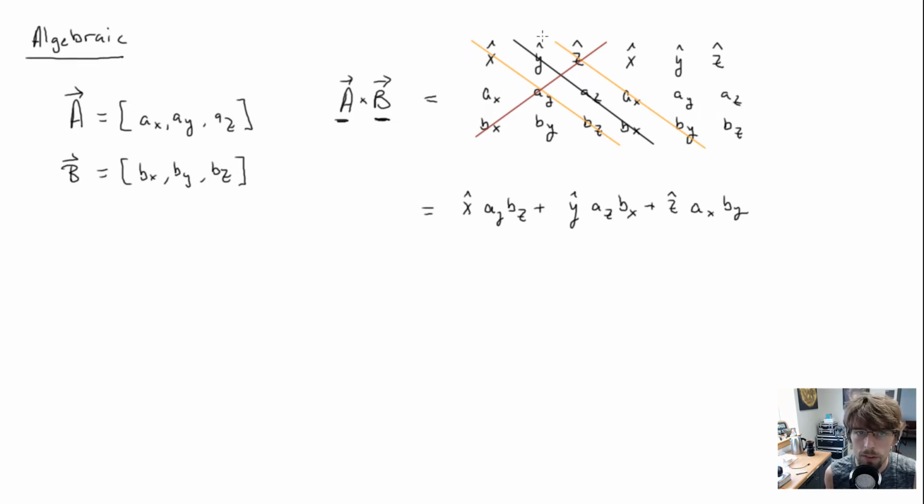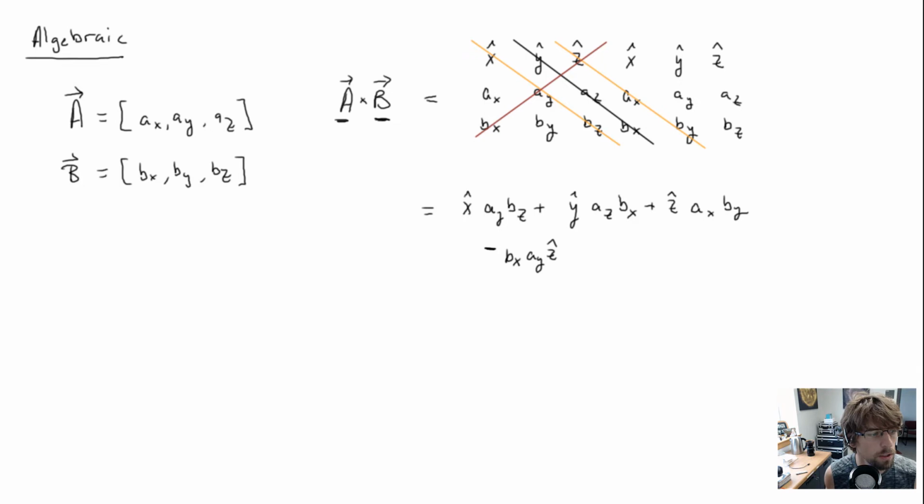Now, that's the first thing. The next thing we have to be careful about is that when we're going from lower left to upper right, doing the cross product, we introduce a negative sign. So this term would be minus BX, AY, Z hat. Well, we're not done yet.